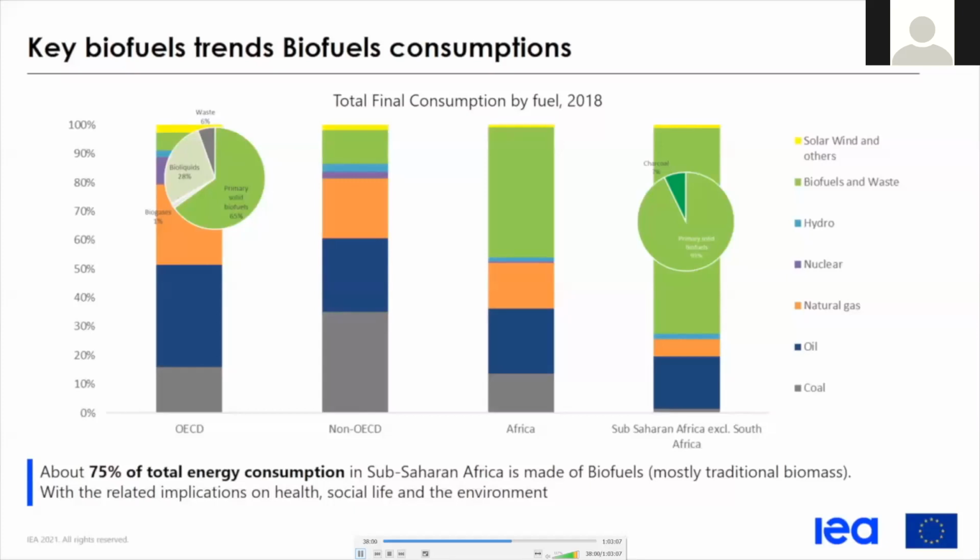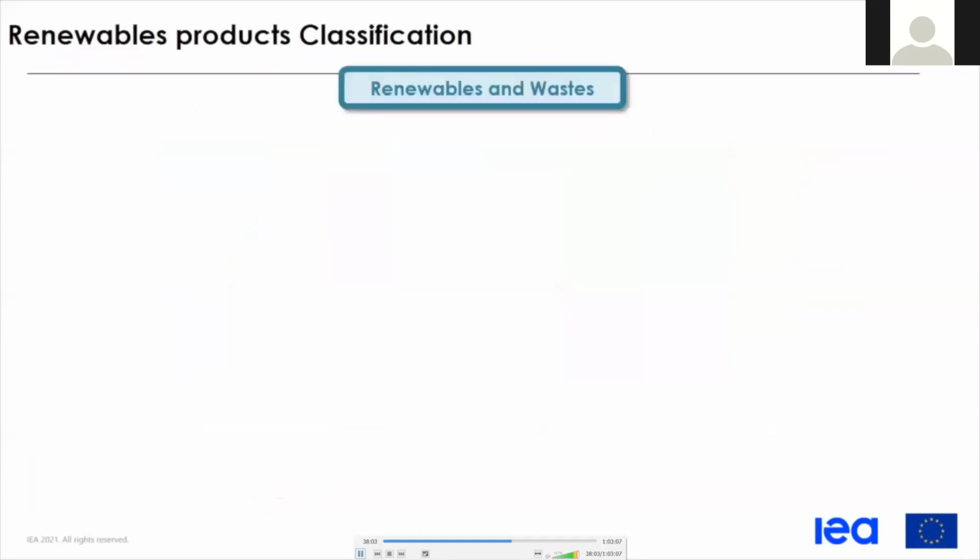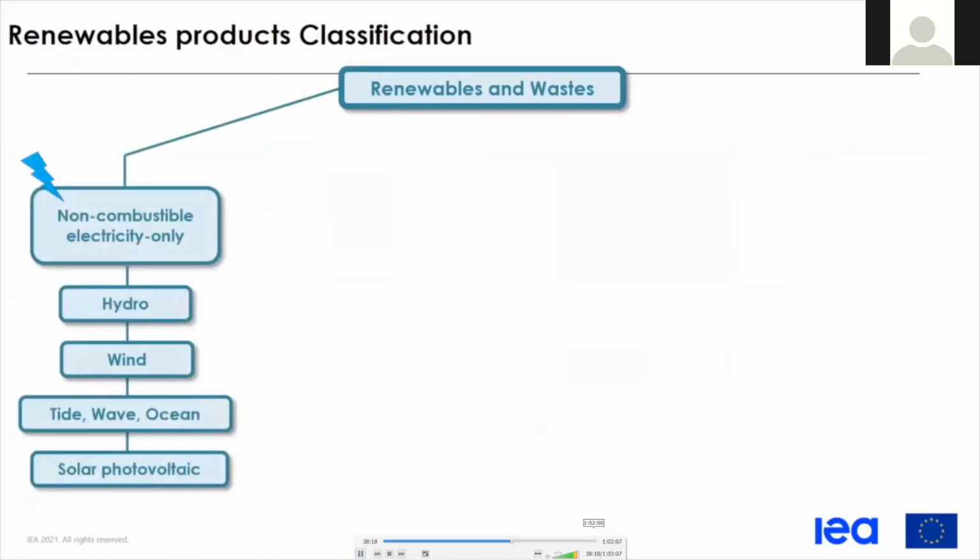Now it's time for us to dive a little bit deeper into how we classify renewables, because for now we have talked about a lot of different products. Renewables and waste can be classified into 4 different groups. The first one will be the renewable electricity, renewable energy which has a primary energy form of only electricity. This includes, of course, hydro, wind, tide, wave, and ocean electricity generation, and solar photovoltaic or solar PV. In here, the first point of measurement for the statistics is the electricity produced from those plants and structures.